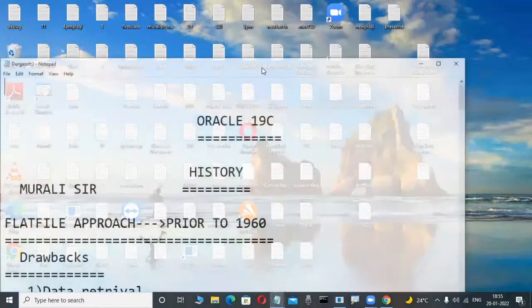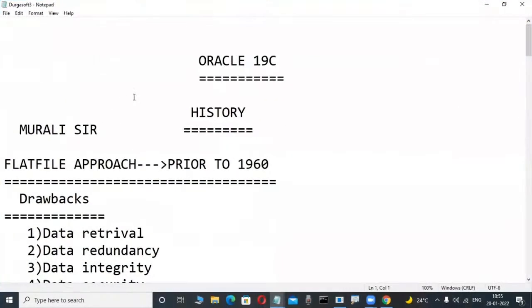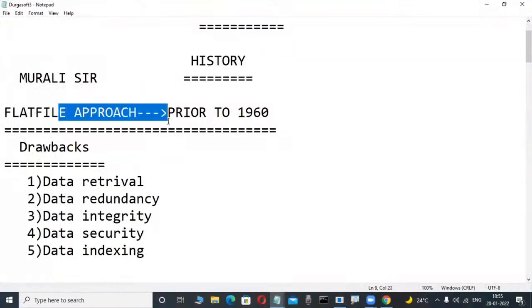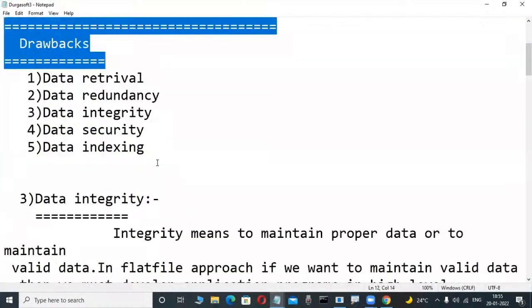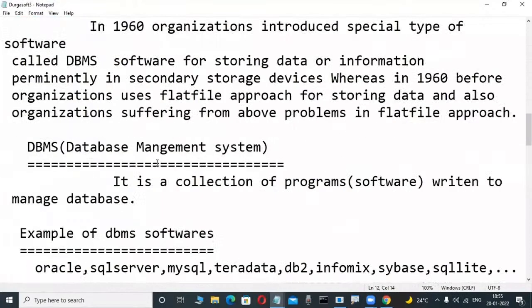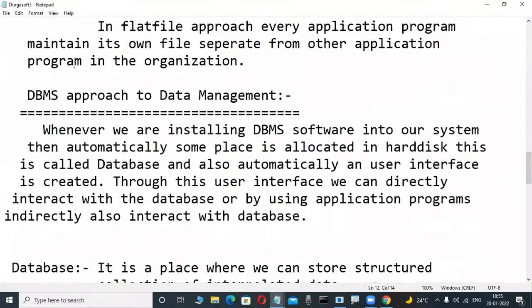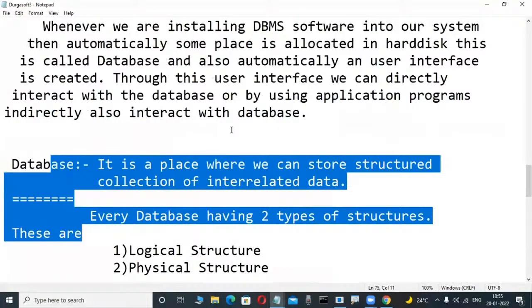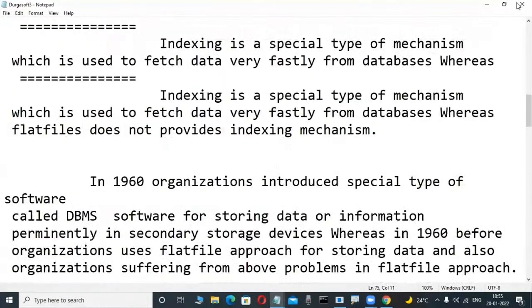Okay, not only history is there. In the olden days the flat file approach was there, and what the drawbacks are, we are learning in the course. Then what is a database? And what are the differences between DBMS and RDBMS? These are all the things we are learning in these days.